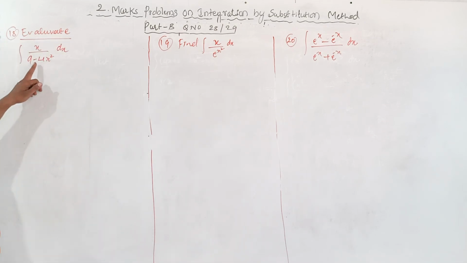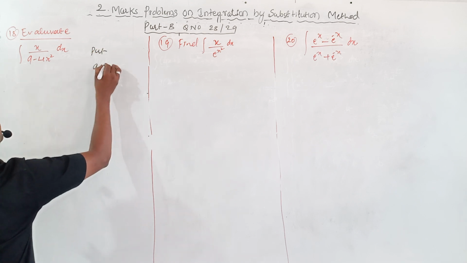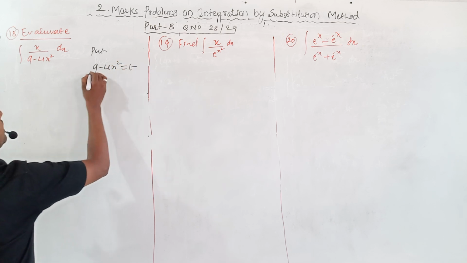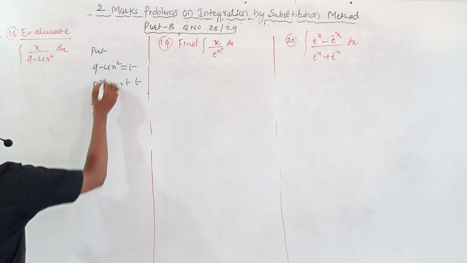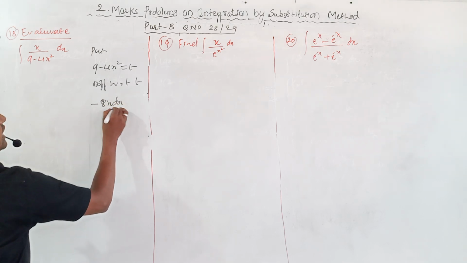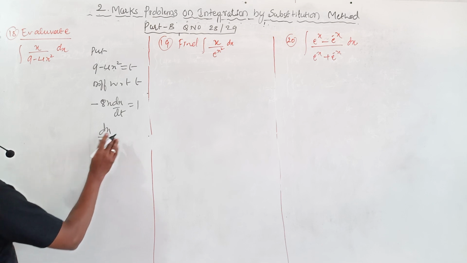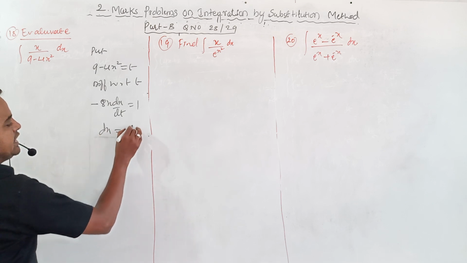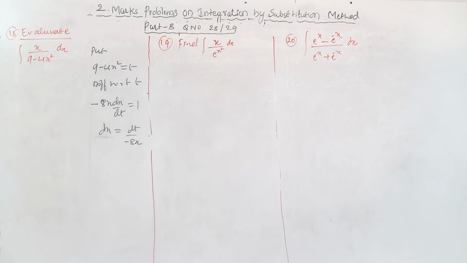Next, see here, integration of x divided by 9 minus 4x square dx. So put 9 minus 4x square is equal to t. Derivative of 9 is what? 0. Differentiate with respect to t. Derivative of x square is what? 2x. 2 4s are 8. Minus 8x dx by dt is equal to 1. Then dx is equal to dt divided by minus 8x. Minus 8x. Wait a minute.